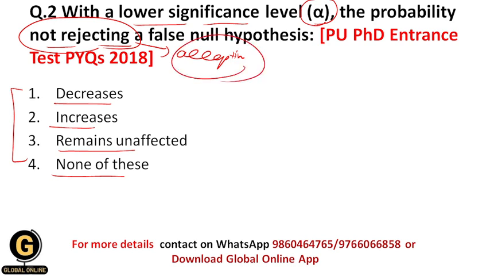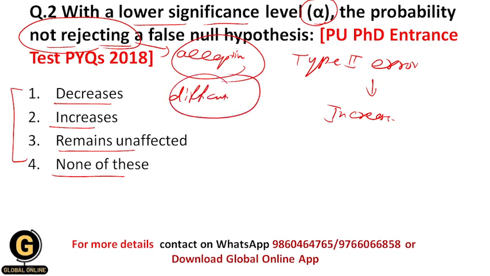Okay, so students, whenever there is a lower significance level, then in that situation the probability of not rejecting a false null hypothesis, which is called what? Type 2 error. Okay, type 2 error in hypothesis testing. So basically this will increase, because lower significance level means what? The criteria for rejecting the null hypothesis is more stringent. Stringent means it will be more difficult, making it less likely to reject a false null hypothesis.